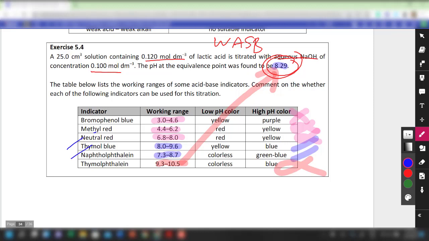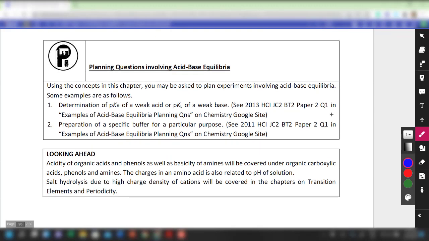So other than that, I think if you have more questions, please do clarify in the tutorials. And then when we have the planning questions involving acid-base equilibria, I think it is good for you to look at the examples from the Google site. So please go to the Google site and look at the relevant two examples, which I think they will help you to firm up your understanding. These are from our blog tests. So an example of acid-base planning questions, which determination of pK of a weak acid or a weak base, and then preparation of a specific buffer.